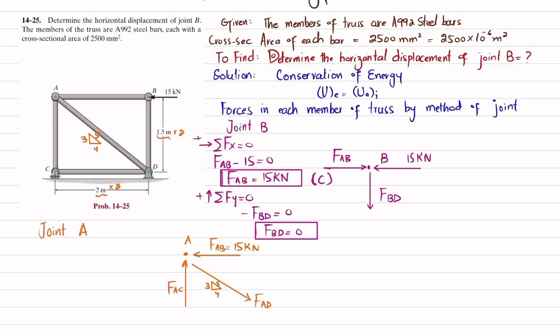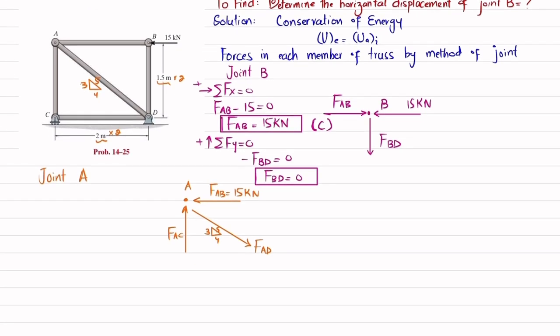Now we will apply the equation of equilibrium. The sum of all forces along the x direction must be equal to 0, and force toward the right side is taken as positive. So FAB, which is minus 15. Now you can see this will have two components.